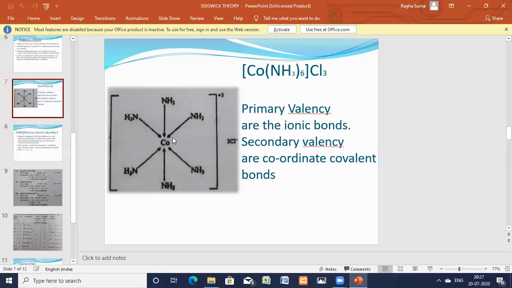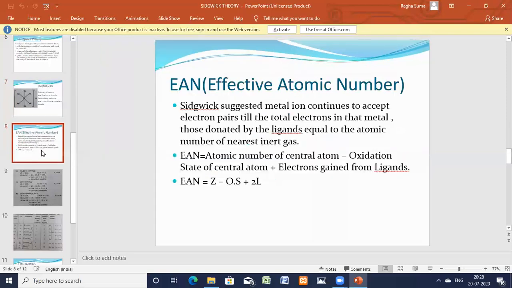Now let us see a very, very important concept, effective atomic number, which was explained by Sidgwick. So if you remember EAN, whom do you remember? We remember Sidgwick, the scientist Sidgwick, EAN. For coordination compounds, a very important concept is effective atomic number. So what is effective atomic number? It is nothing but the atomic number of the central atom minus the oxidation state of the central atom and the electrons gained by the metal from the ligands.